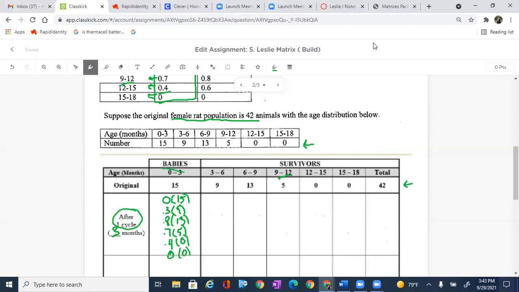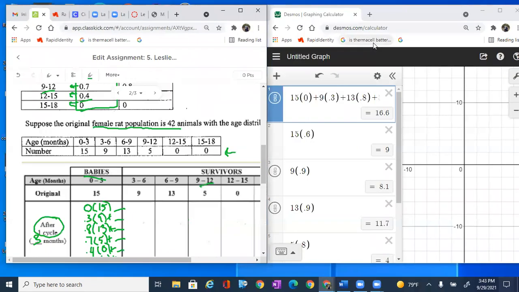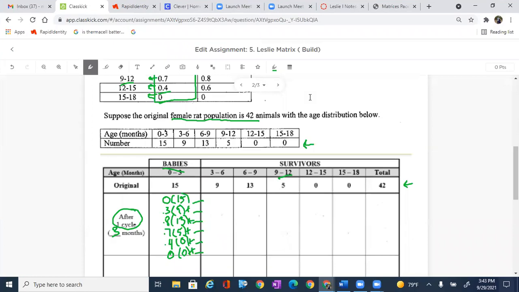Now, in order to find out how many babies there are, each one of these categories have given birth, okay? And so I want to find out the total number of babies. What I'm going to do is I'm going to go through here and I'm going to add all of that up, okay? Now, I can go ahead and type it into Desmos, and you'll notice that's what this first statement is right here. 15 times 0, 9 times 0.3, 13.8. I just typed it in, and that gives us 16.6. So at this point, there are going to be 16.6 babies that are born for the next cycle.